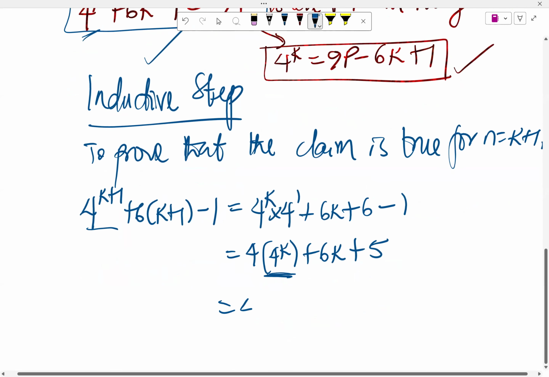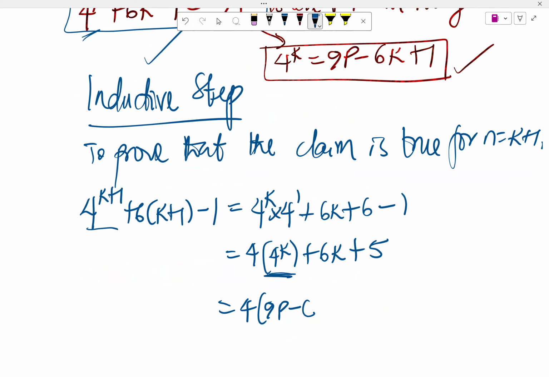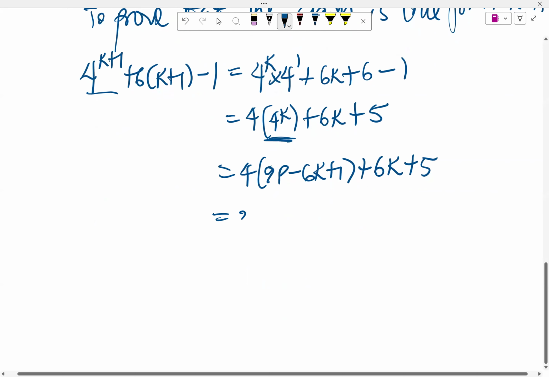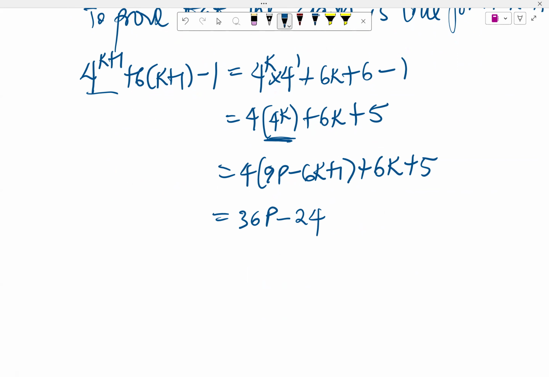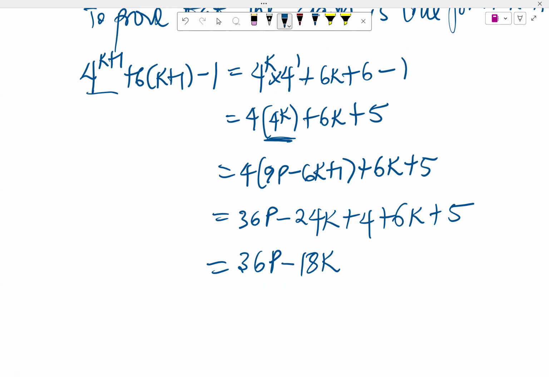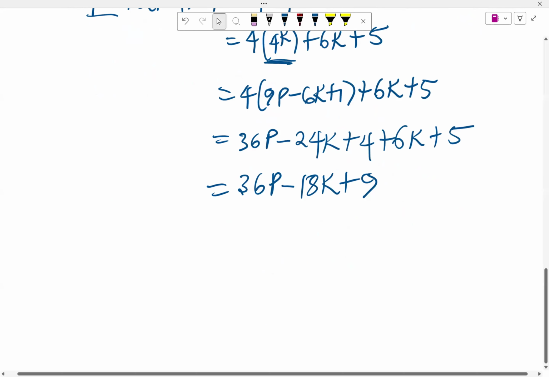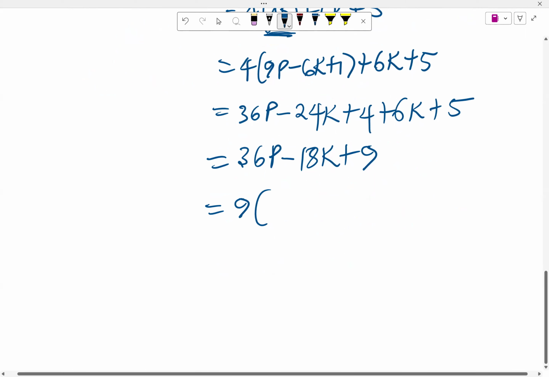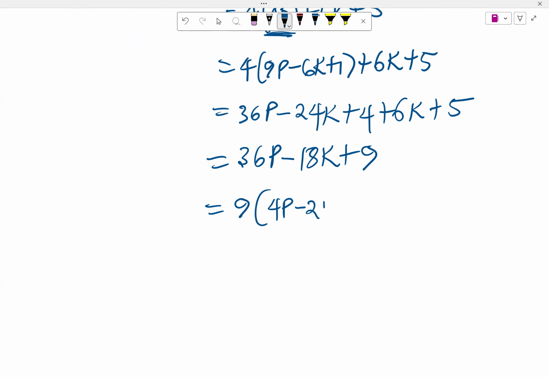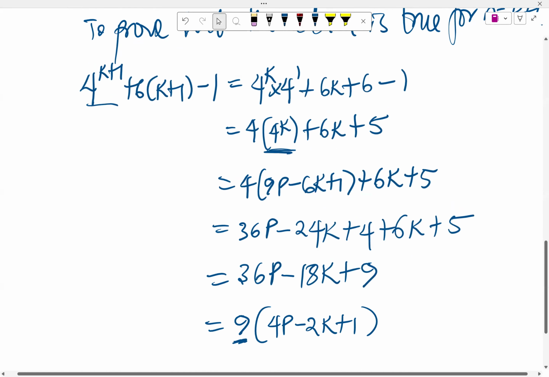So I now say 4 into 9p minus 6k plus 1, plus 6k that was there before, plus 5. We can tidy this up. We have 36p, since 4 times 9 is 36, minus 24k, which is 4 times 6k, then 4 times 1 is 4, plus 6k plus 5. Adding up everything, we have 36p minus 24k plus 6k, which is minus 18k, plus 4 plus 5, which is 9. And that is looking interesting now because we can say this is 9 into 4p minus 2k plus 1. So this is a multiple of 9, clearly factorized out that way.